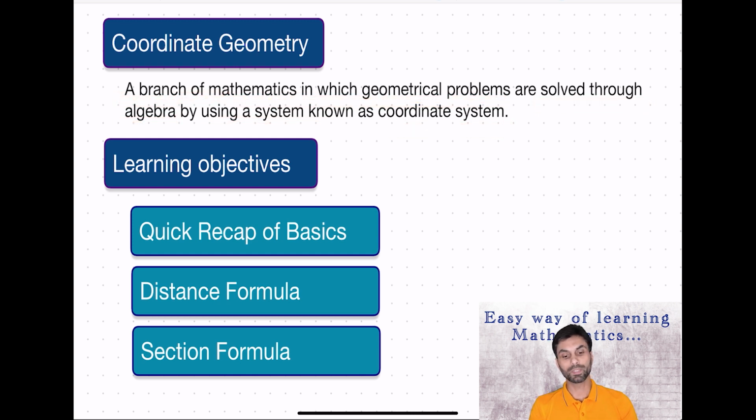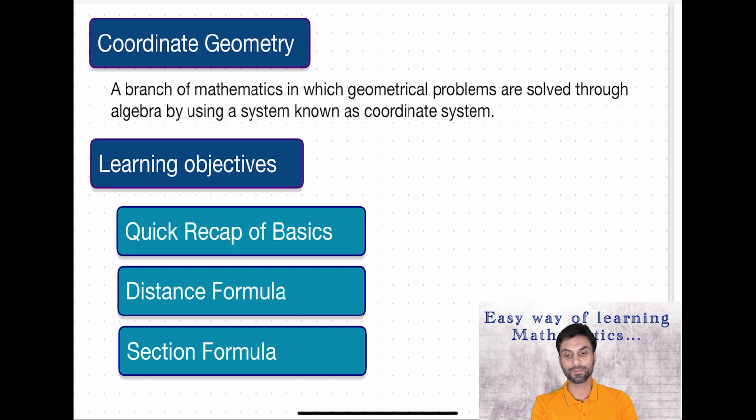Now, our learning objective here is, first, we'll go through a quick recap of the basics which we have studied in grade 9. Then we'll talk about the distance formula, following which we'll discuss the section formula. So let's move to the first part, which is basics.